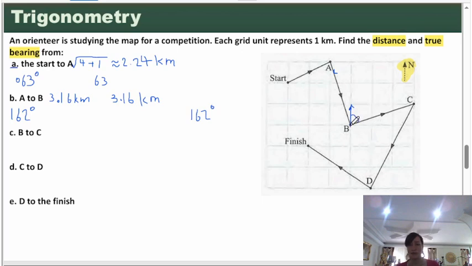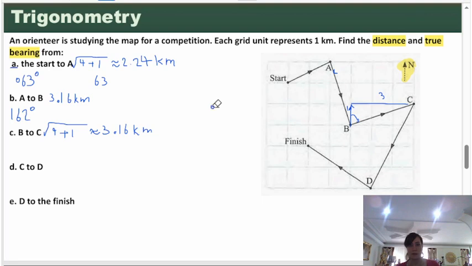To find the distance, I go one up, 3 to the right. So it would be 1 and 3. The distance would be 3 to the power of 2, which is 9, plus 1 to the power of 2, which is 1. The square root of 10, like before, I will get 3.16 kilometers. So let me erase this stuff as well.